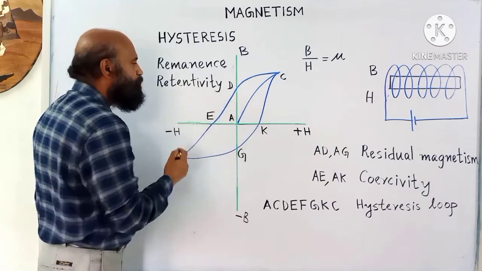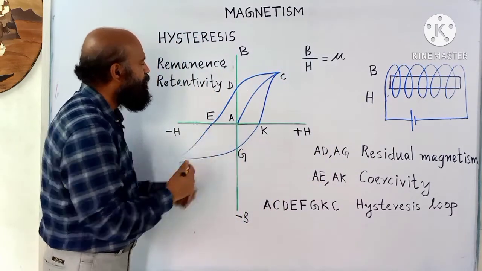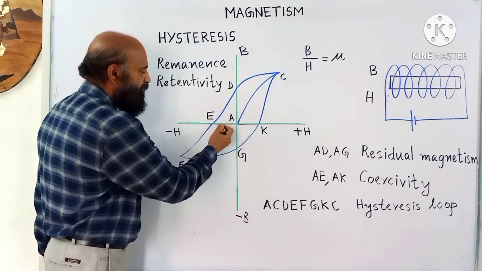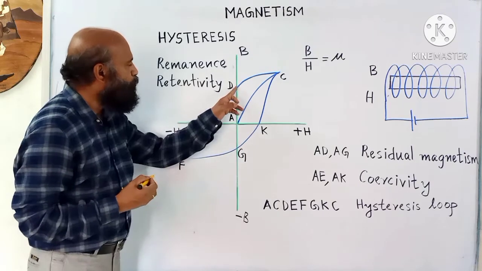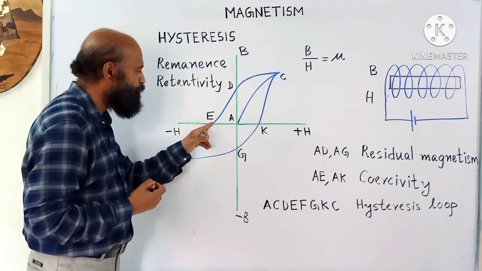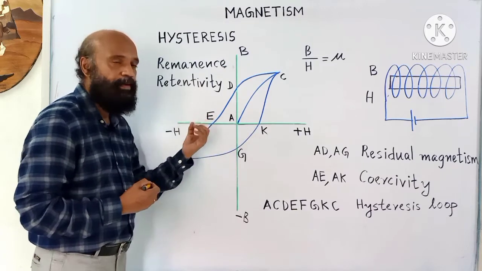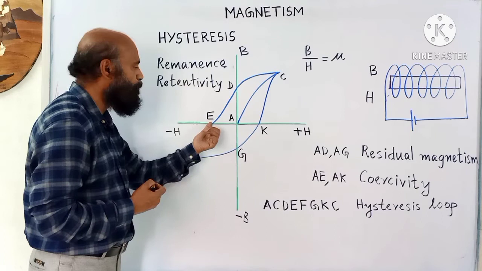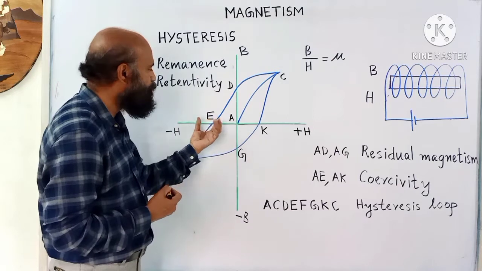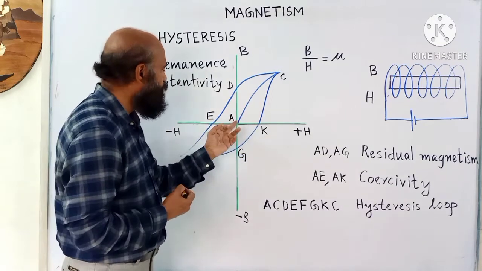Now you reverse the magnetizing field. Increase the magnetic field in the reverse direction. You can see now B is going on decreasing and finally B has become 0. B is becoming 0 at the point E. So this much negative field, the reverse field, is to be applied to make the residual magnetism 0. That reverse field is called coercivity. AE is called coercivity.